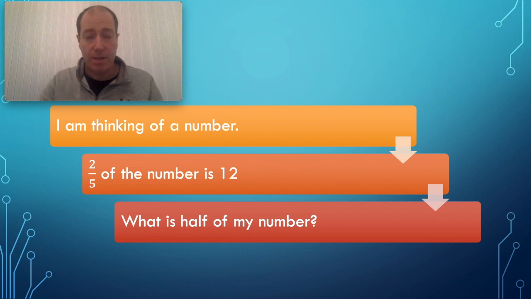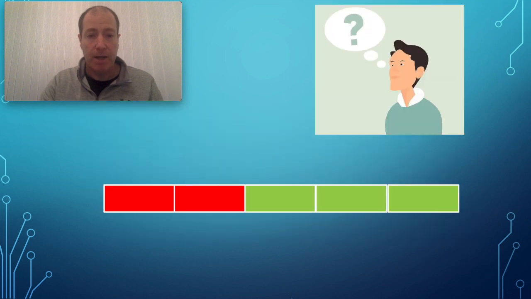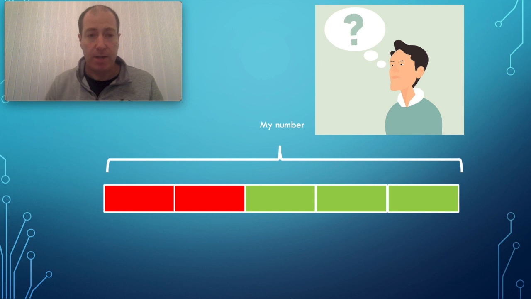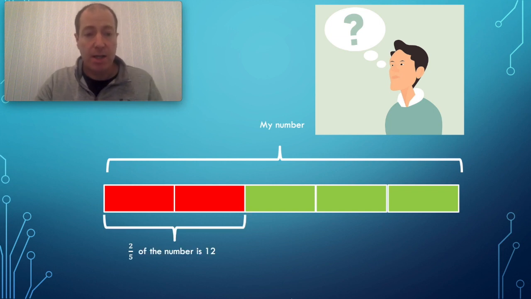My first starting point is to represent the mystery number that I'm thinking of as a bar model. And there it is. There is my mystery number. You notice I've divided it up into 5 equal sections, because the question stated that 2/5 of the number was 12. So I've represented 2 out of the 5 bars in red, and I've said that number is 12. But that doesn't mean that each bar is 12. It means the total of those 2 bars is 12.